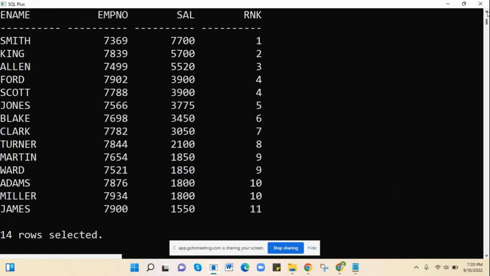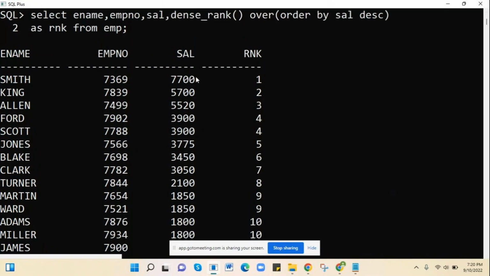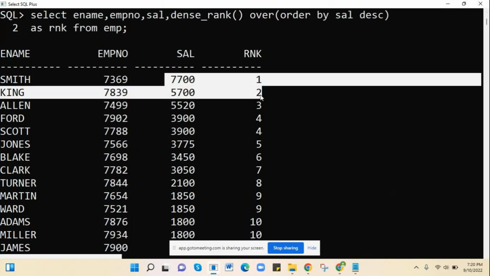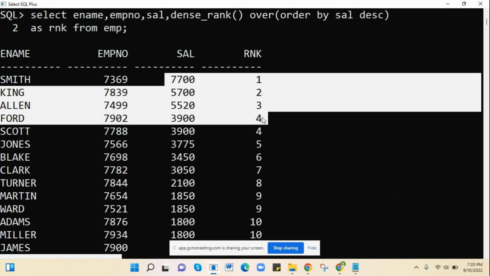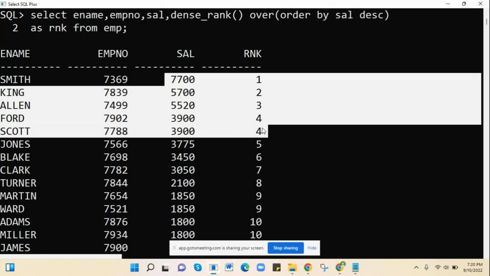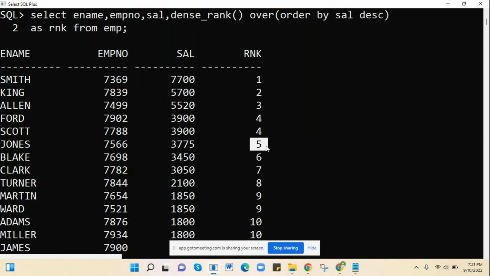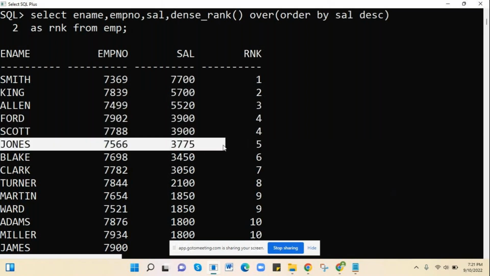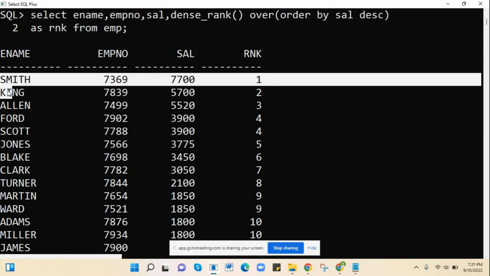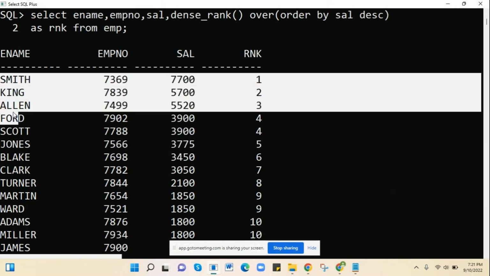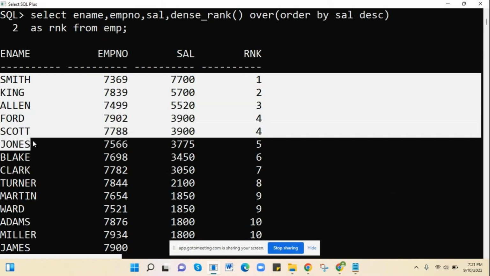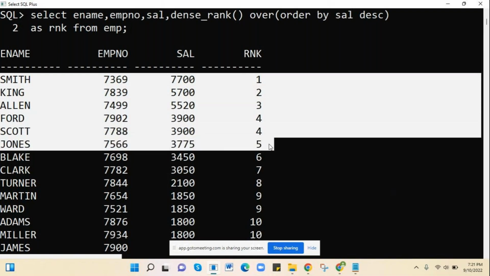See, it does not skip the number. 1, 2, 3, 4, 4, because both have the same salary, and it will give the fifth rank. You see, actually it will be sixth rank. He is in the sixth position. If you count from here, 1, 2, 3, 4, 5 and sixth, he is in the sixth position.